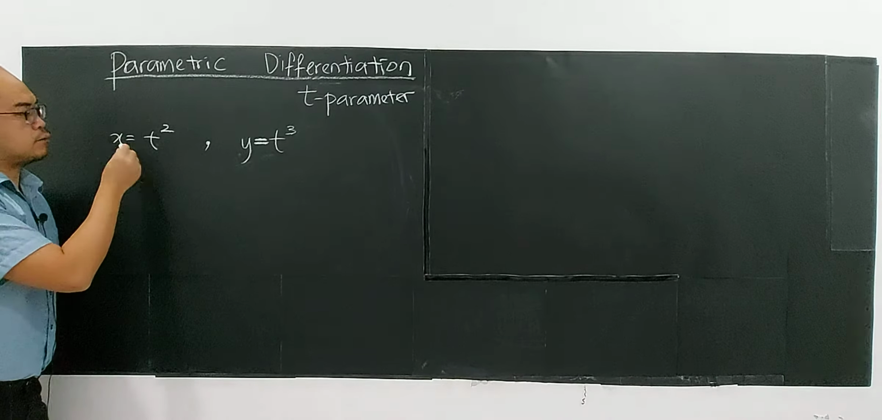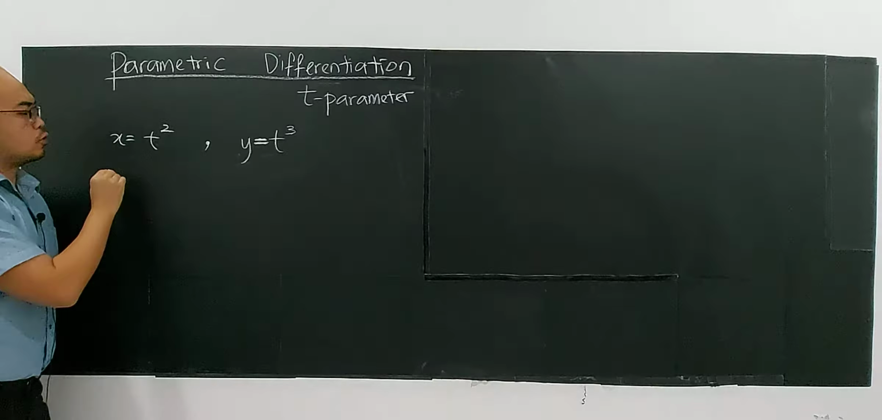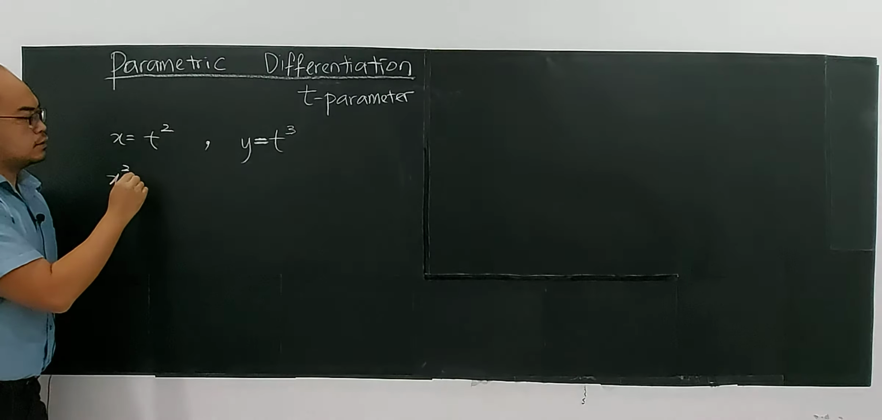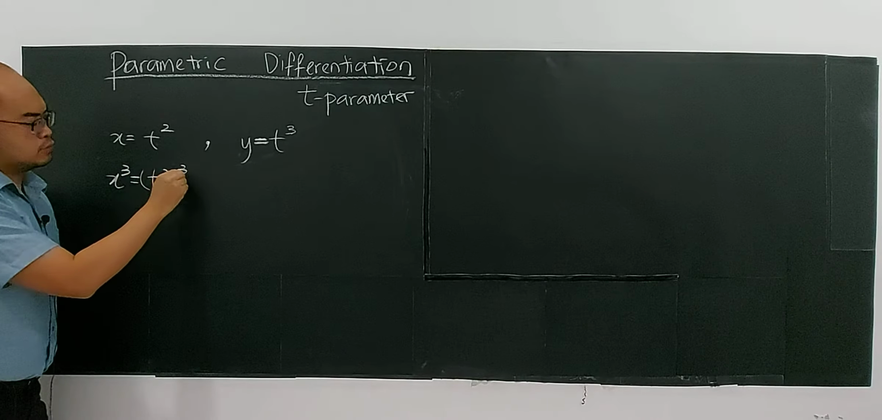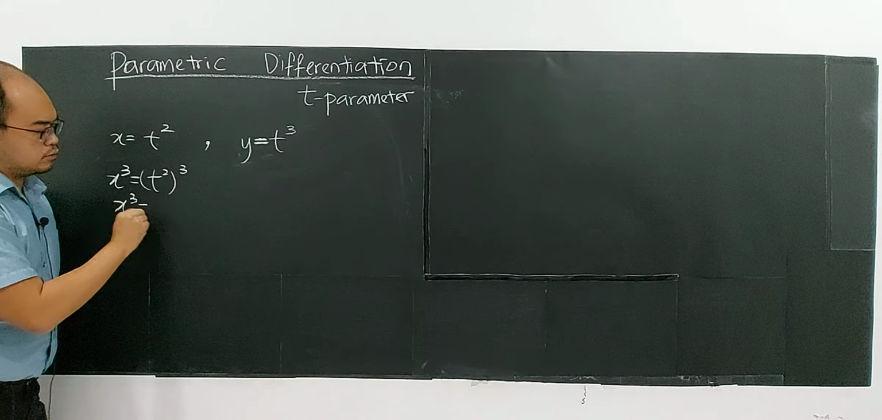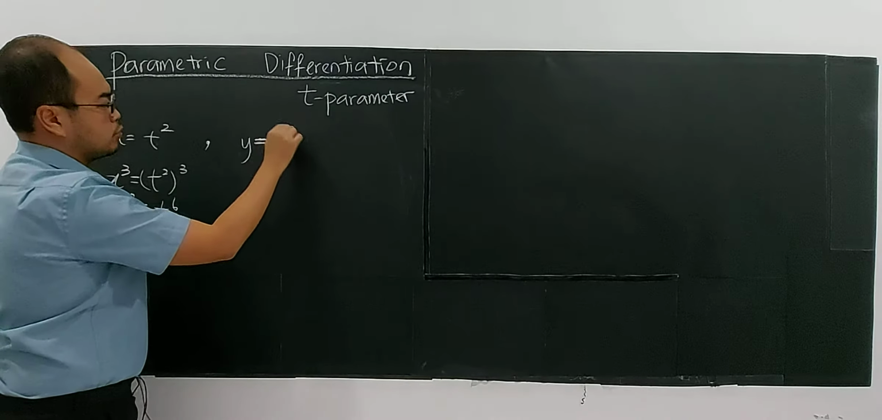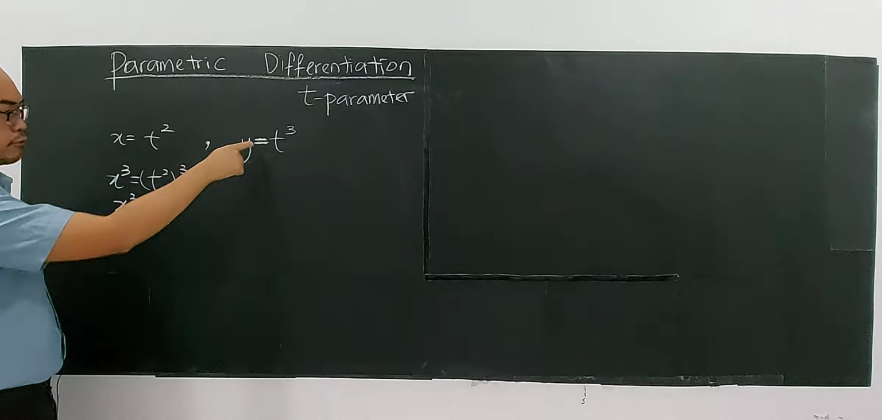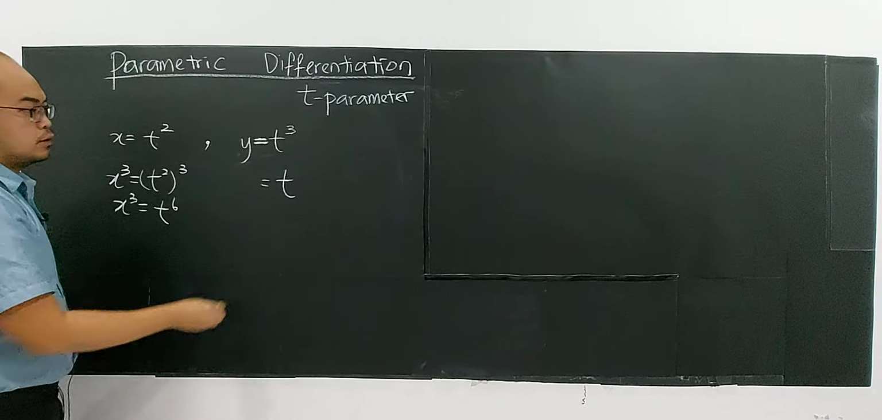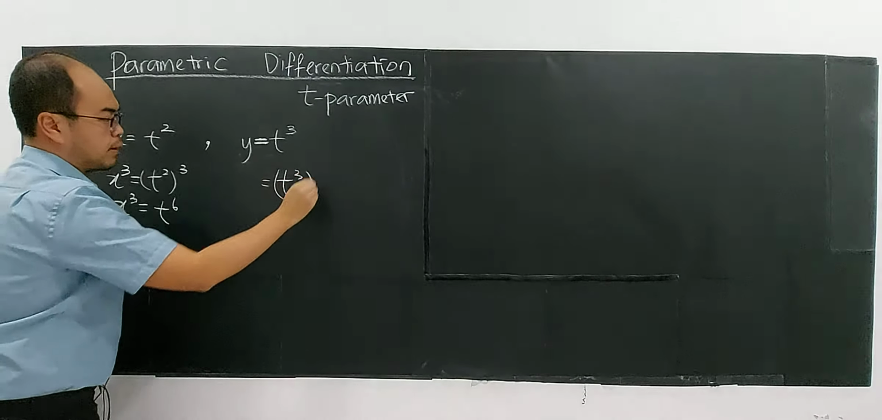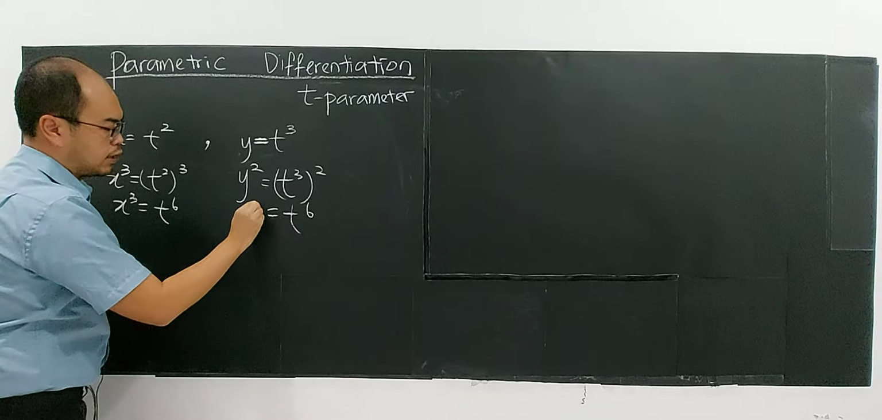So we can modify it such that the t squared here, you have t cubed. So I cube this part and square that part. Cubing x, I get x cubed equals t to the power of 6. For y, I want t to the power of 6 as well so that I can relate y and x. So I take t cubed and power both sides by 2, so that the t becomes power of 6: y to the power of 2.